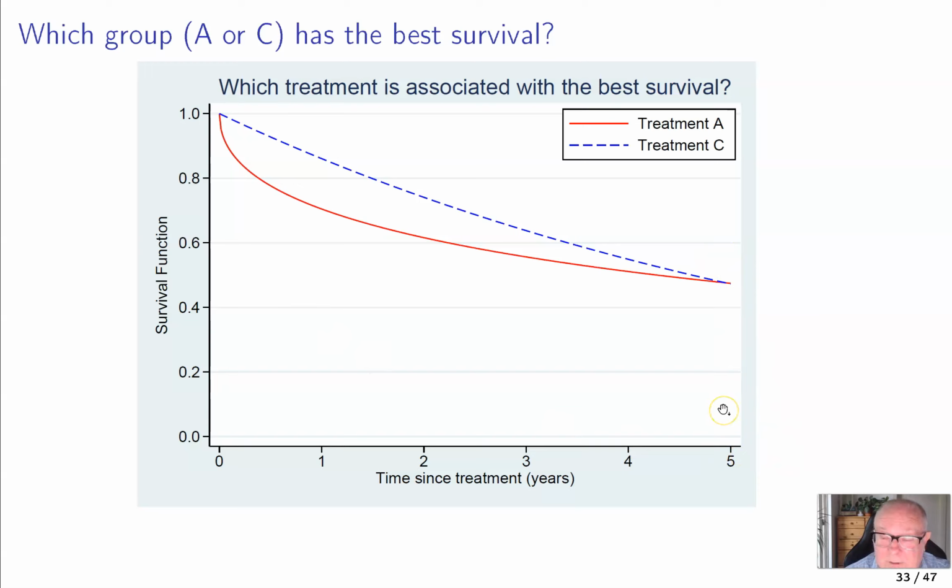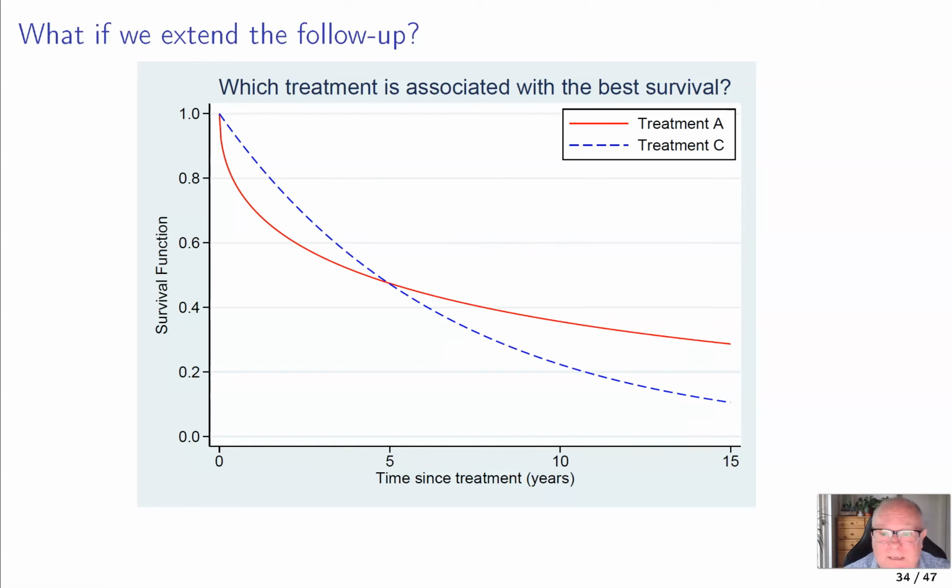In this case, it's the restricted mean survival time because it's only up to 5 years. So the mean survival time up to 5 years is greater for those on treatment C. So treatment C is associated with the best survival. What happens if we extend follow-up?